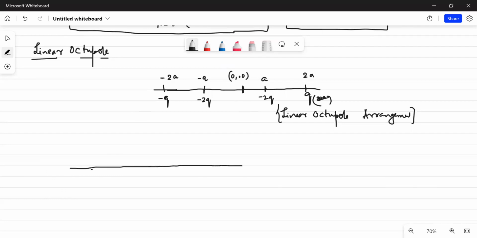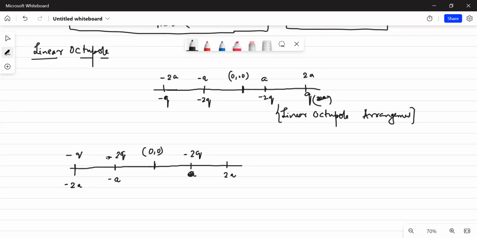So this is my linear octupole. I have written at minus 2a, I had minus q. At minus a, sorry, I'll write minus a here, I had this minus 2q. And then I had this origin 0, 0. And then at a, at point A, I had this again minus 2q. And again at 2a, I had this q.